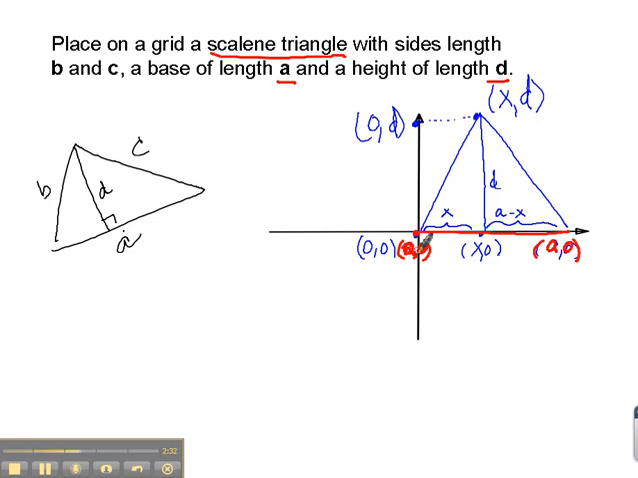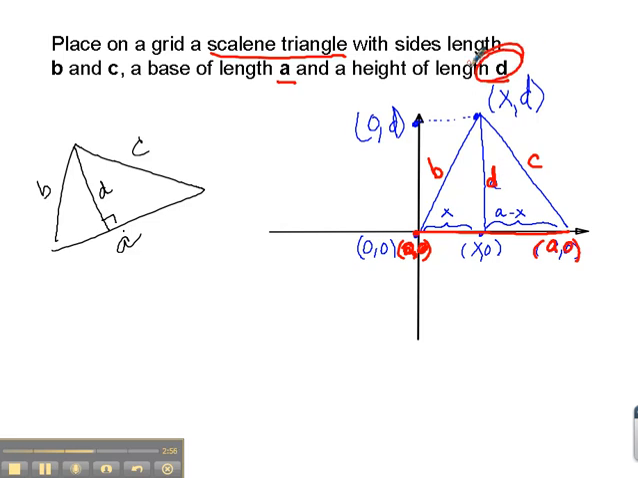And we have our height of D here. And they said with side lengths of B and C. So this would be B and C here. Now the trick in this is, because it's not an isosceles triangle, it's a scalene triangle, the height won't be in the center. And that's going to be labeled D because it said a height of D here.